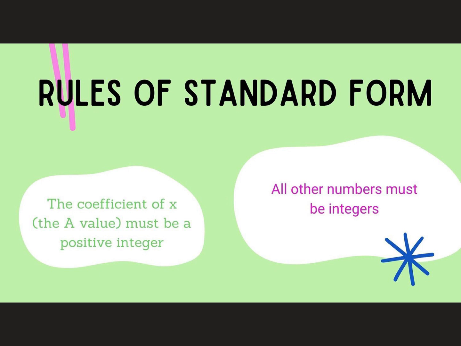Before we continue, just a couple of reminders about the rules of standard form. Remember that the coefficient of x, meaning your a value, must be a positive integer. Integer, whole number, so no fraction, no decimal, must be positive. All the other numbers, b and c, must be integers.